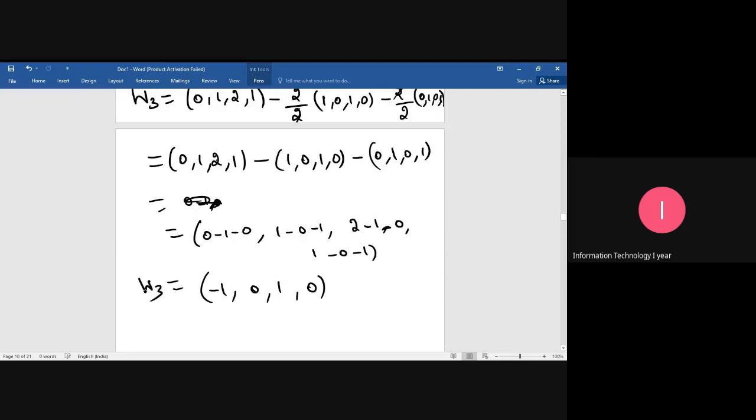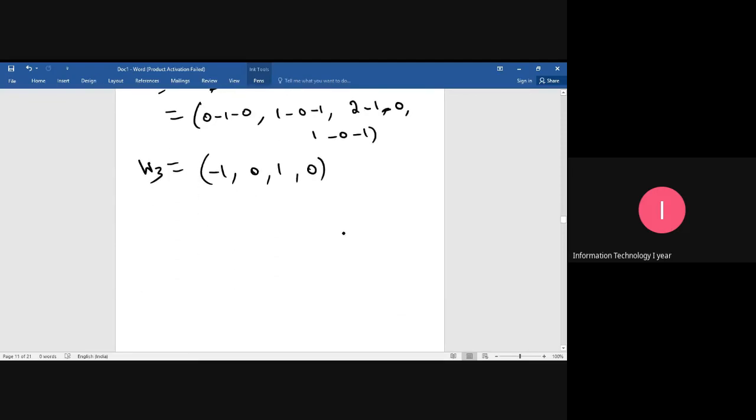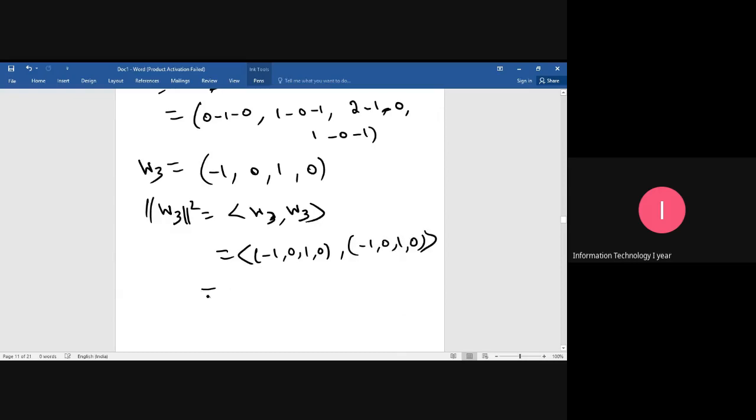W3. So we need norm W3 square also for the last answer. Norm W3 square, take it inner product of W3 comma W3. So find out inner product of minus 1 comma 0 comma 1 comma 0 with minus 1 comma 0 comma 1 comma 0. Find out multiplication. Minus 1 into minus 1 is 1 plus 0 plus 1 plus 0. This is also 2. Okay.